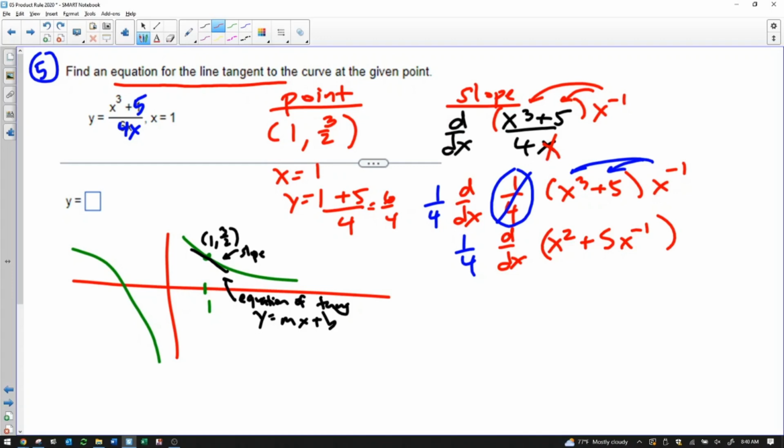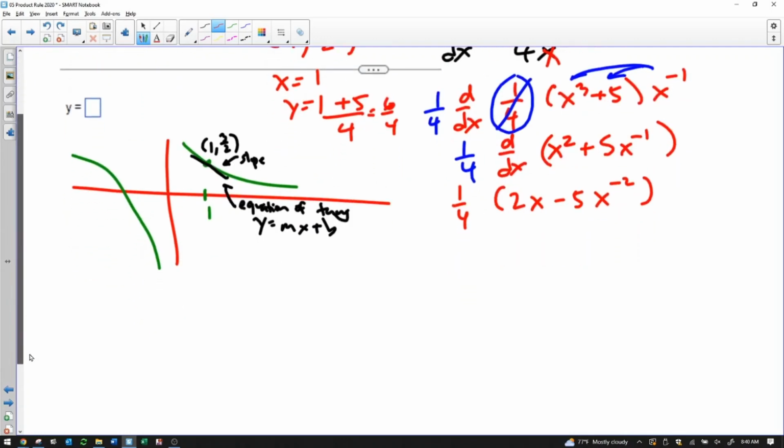But have we even taken the derivative? We haven't even done the calculus. Okay, so let's do the calculus. So the calculus is 2x minus 5x to the negative 2. Did you get the same thing I got?